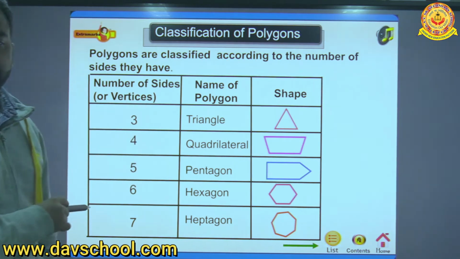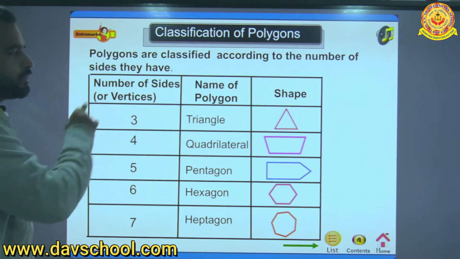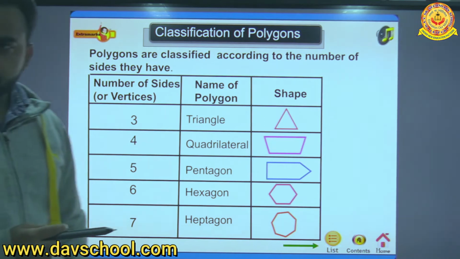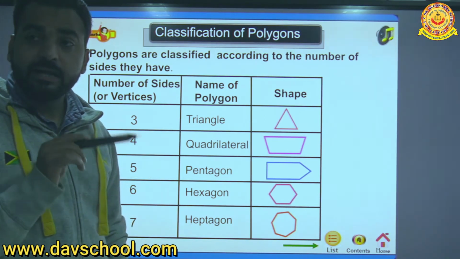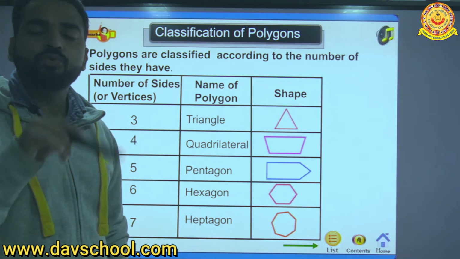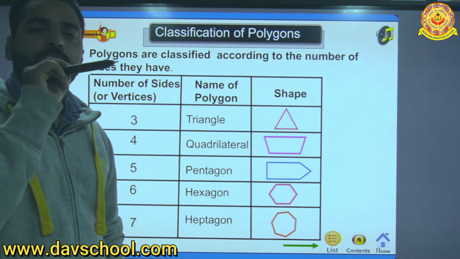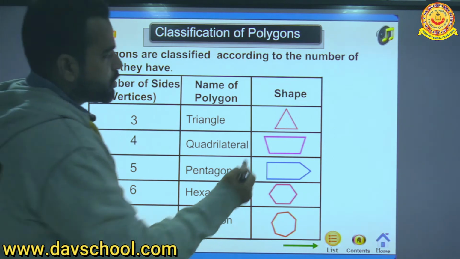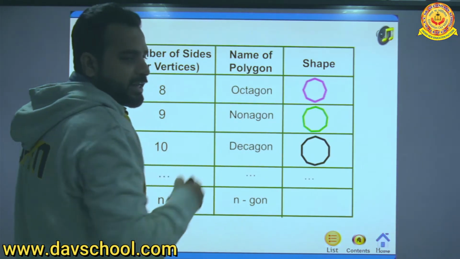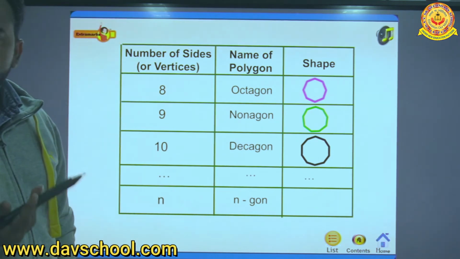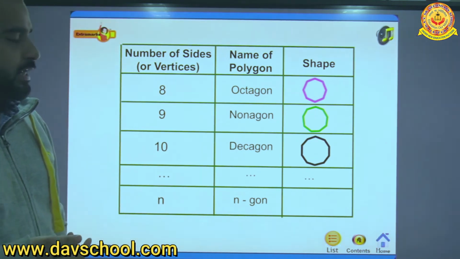Number of sides. What is written here? Number of sides. Vertices. So what is vertices? Sir, that is the side. Yes, we can say that the point where two sides join together at a common point is called a vertex. Look at this. This is called a vertex. So how many vertices are in the triangle? 3. So according to the number of sides, the vertices are similar.